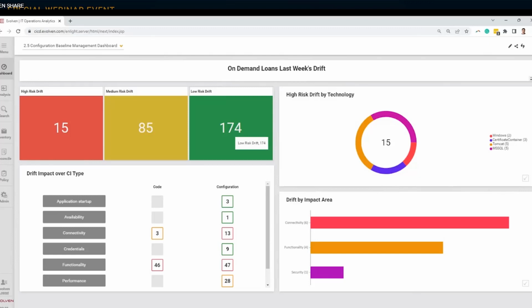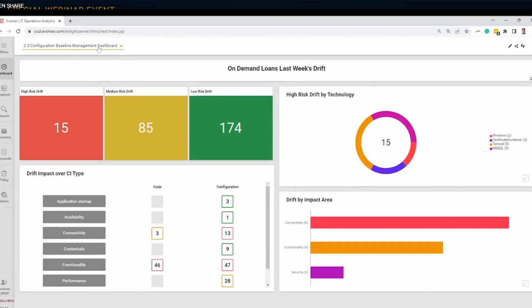This again is just an example of data per application, where you can see the drift is prioritized based on the risk analysis executed by our analytics engine. Risk is broken down by different technologies, the impact areas of the drift, again estimated by our risk analysis. And you can also see what kind of drift happened. You'll see drifts that happen in the software components in their code, as well as drift in configuration that can impact different aspects of your environment.